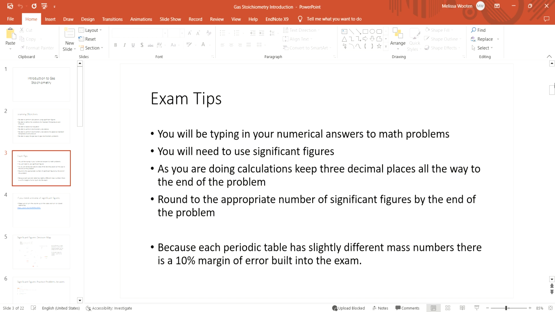Again, exam tips. There is a 10% margin of error built into Canvas, just to make sure that little tiny rounding differences don't make it to where your answer is wrong, but it's only 10%. So if you get a completely wrong answer, it's just going to be wrong. But just make sure, again, you're using significant figures and keep 3 decimal places all the way through to the end of the problem.